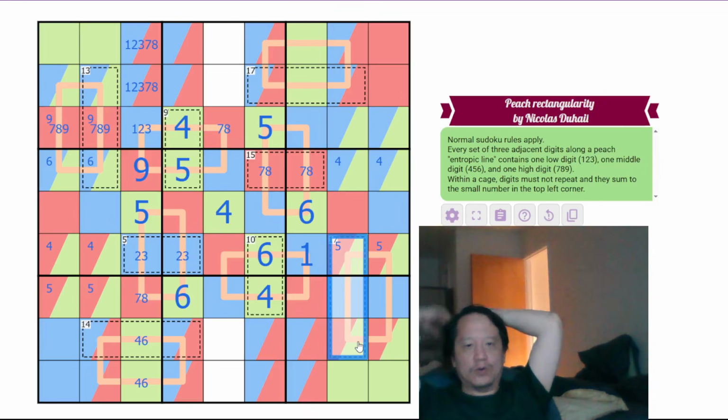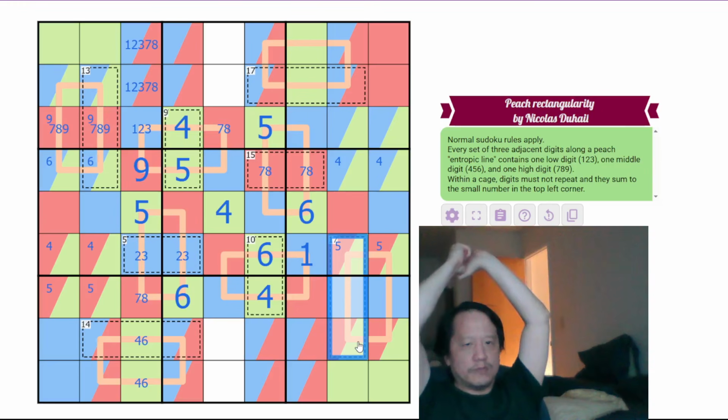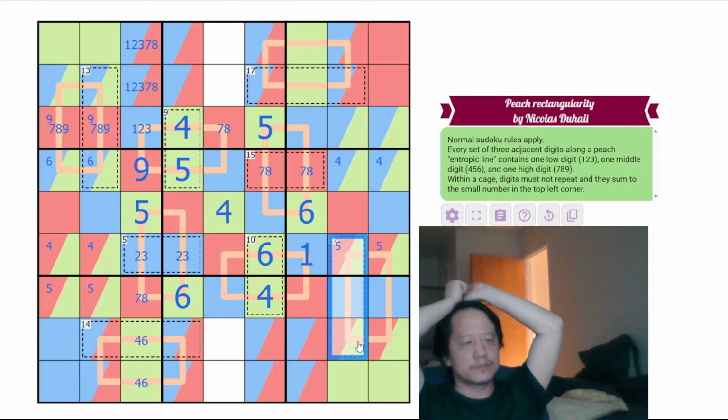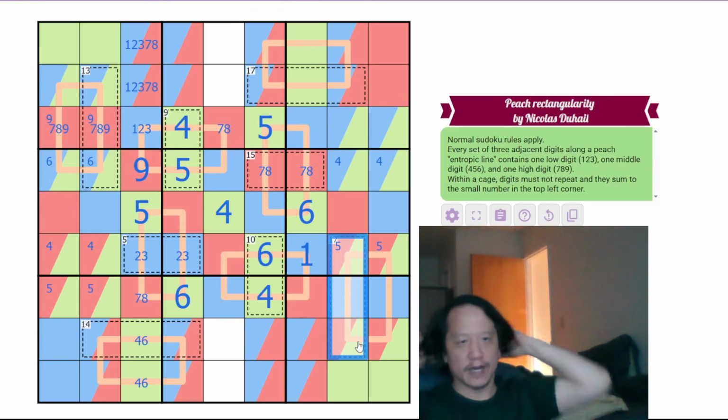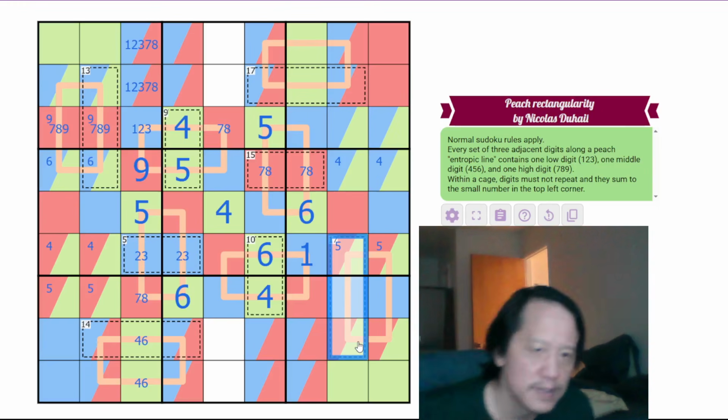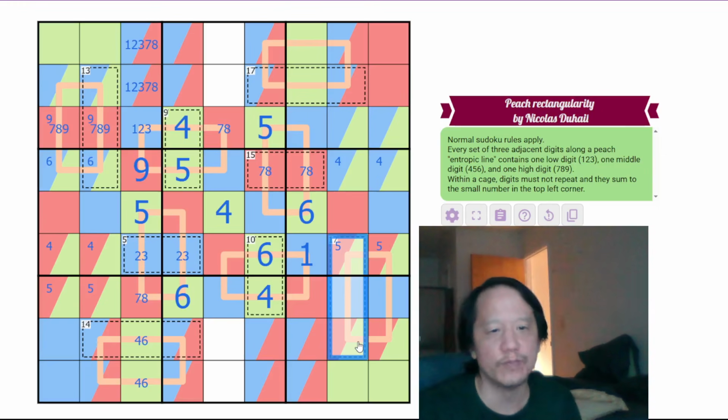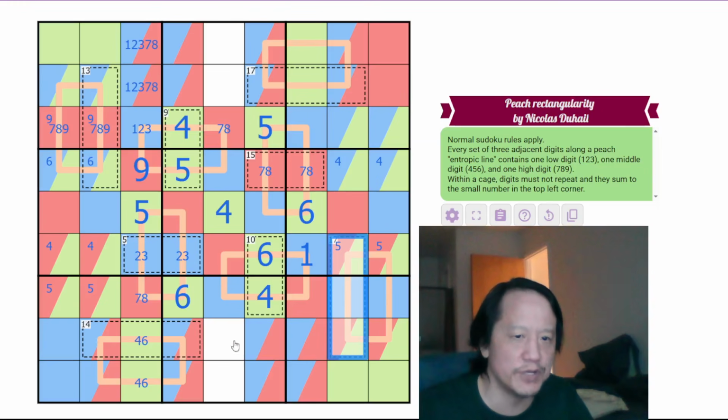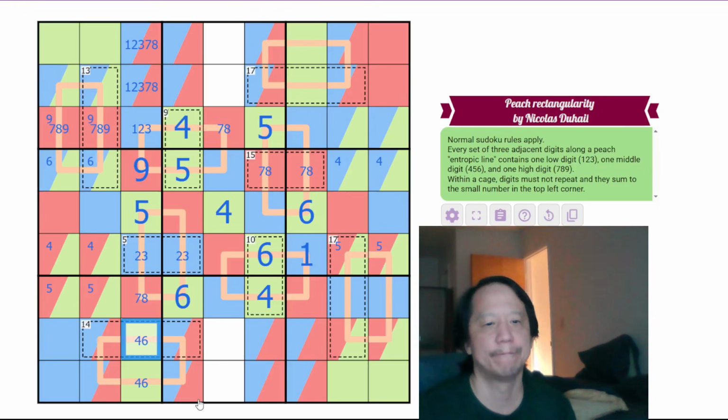The low... so the lowest you can have is 1, 4, and 7, adding up to 12. The highest you can have is 3, 6, and 9, adding up to 18. But this doesn't tell us enough information there. We know this middle has to be 4 or 6. Can it ever be 6? 1 and 7? Yeah, that could work.